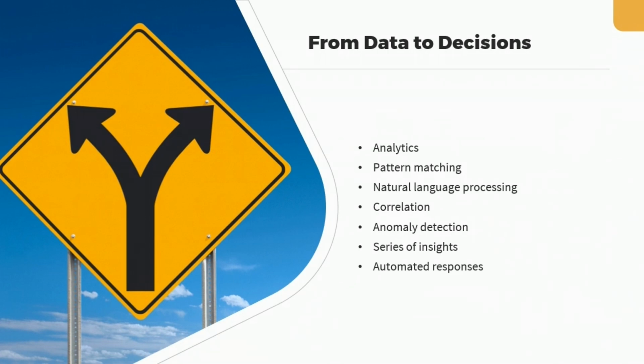Automated responses are about implementing predefined actions or workflows triggered by specific events or conditions detected within the data, enabling real-time responses and proactive problem solving. And timely and accurate simply means ensuring that insights and responses are delivered quickly and with precision, minimizing delays and errors in decision-making processes.